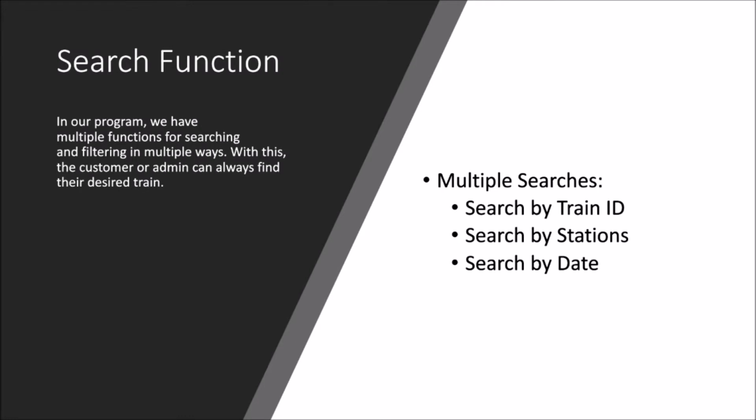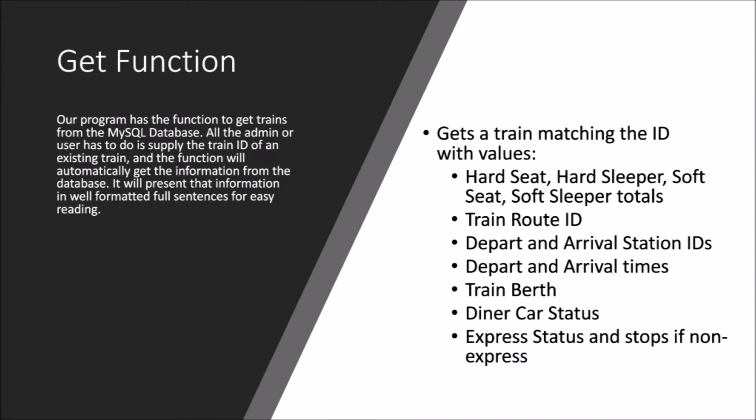Another function our project has is the search function, and this allows users and admins to search through the train and train route tables in our database in multiple ways. They are allowed to search by train ID, through the departure and arrival stations, and by the date that the train actually left.